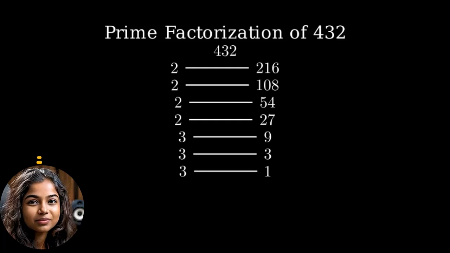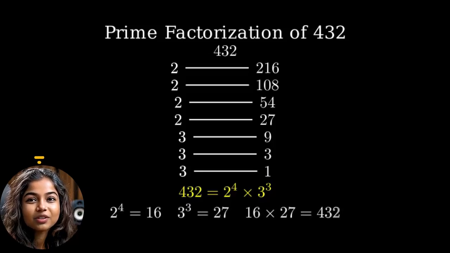Now let's write out our prime factorization. Looking at all our factors, we have 4 2's and 3 3's. Therefore, 432 equals 2 to the 4th power times 3 to the 3rd power. To verify our answer, we can multiply it out. 2 to the 4th power is 16, and 3 to the 3rd power is 27. 16 times 27 equals 432, and that's how we express 432 as a product of prime factors.